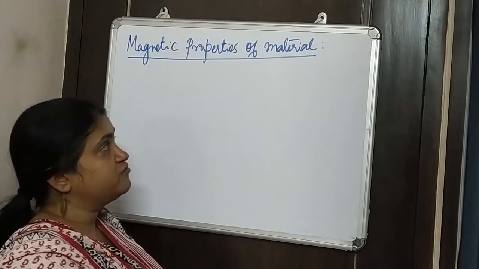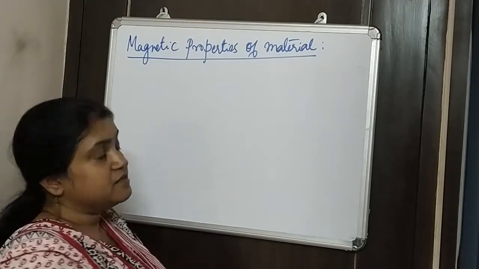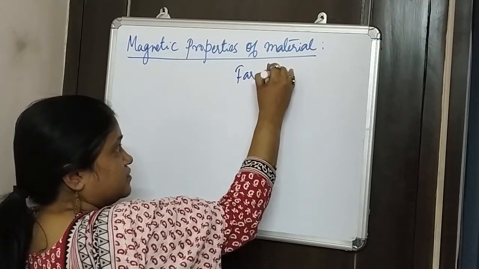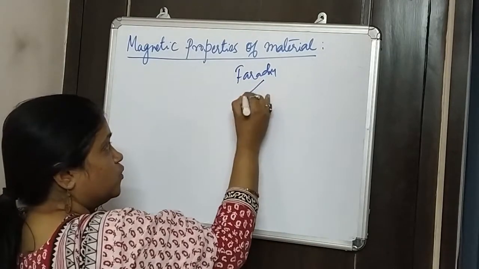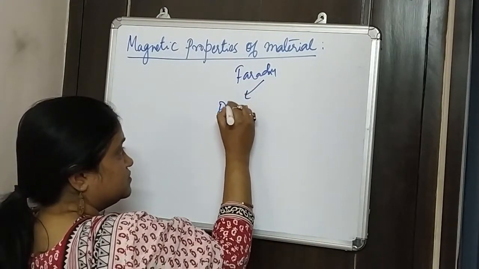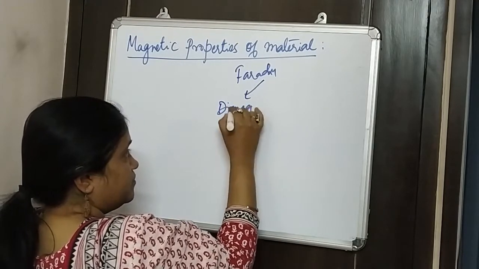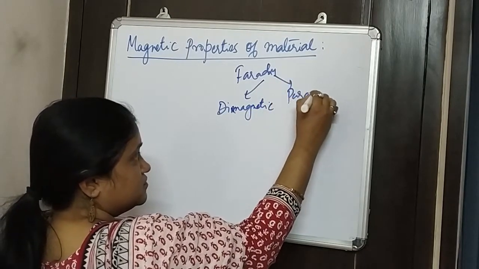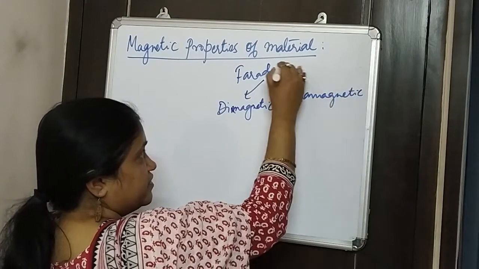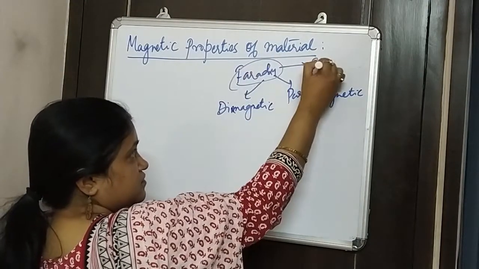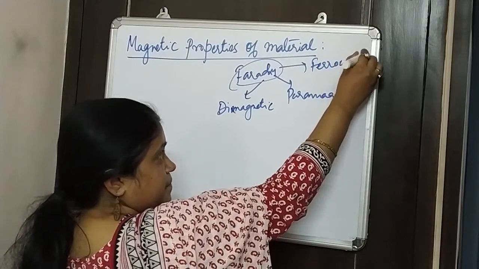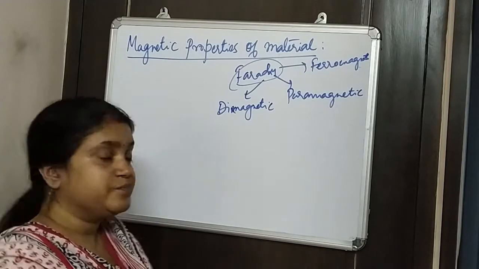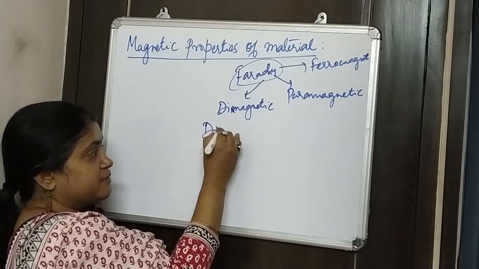Magnetic properties of material. Based on the magnetic properties, Faraday has divided the material into three different categories. One is diamagnetic, one is paramagnetic, and another one is ferromagnetic. So we'll see all these materials one by one. First we'll start with diamagnetic material.